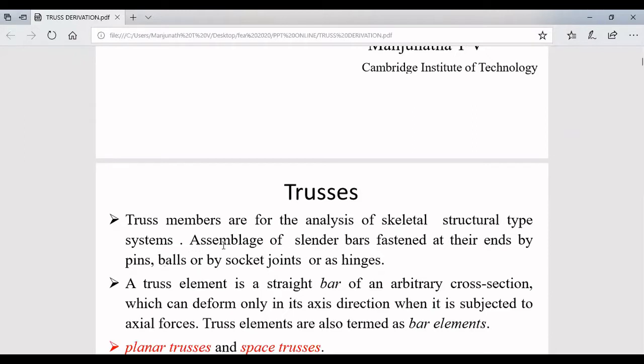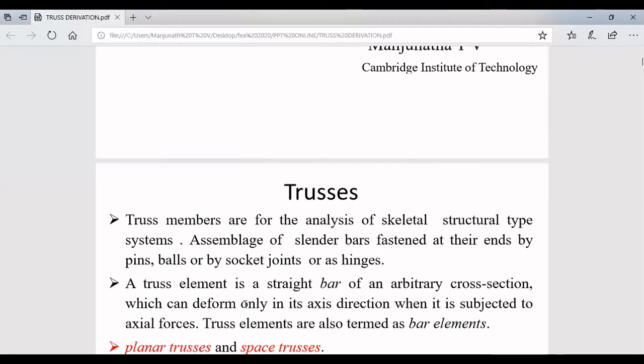It is an assemblage of slender bars connected at their ends, or fastened by means of pins, balls, socket joints, and also hinges. A truss element is a straight bar having an arbitrary cross section which can deform only in the axial direction, as it is subjected to axial forces similar to bars.